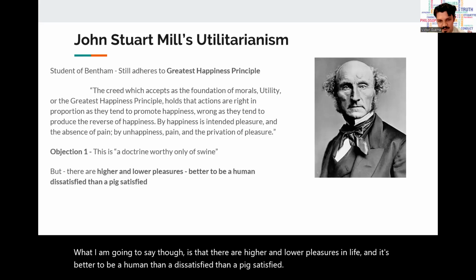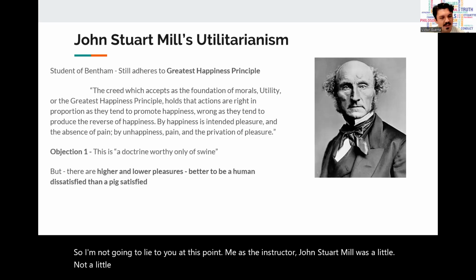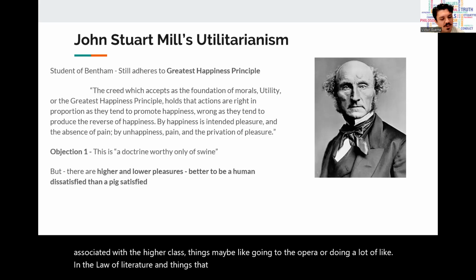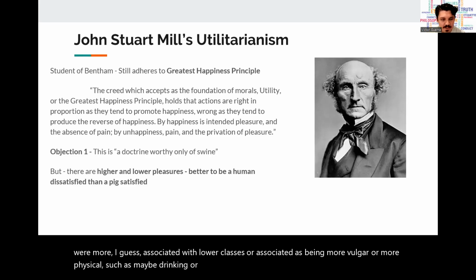So I'm not going to lie to you at this point, me as an instructor, John Stuart Mill was a little classist. He was classist. And he thought that higher pleasures were things associated with the higher class, things maybe like going to the opera or doing a lot of reading, a lot of literature. And things that were associated with lower pleasures were things associated with lower classes, or associated as being more vulgar or more physical, such as maybe drinking or having a fatty meal.